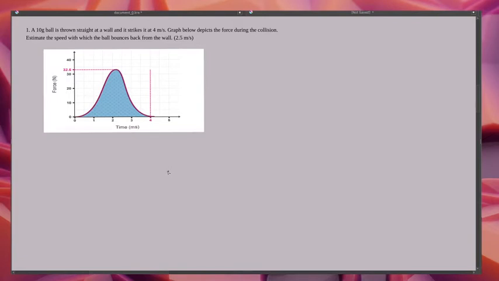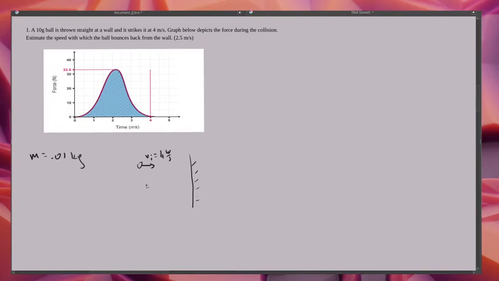All right, so here's the first problem from, I think it's still the same worksheet, but there are graphs there that you have. So the 10-gram ball, let me put that here, 10 grams, 0.01 of a kilogram, is thrown straight at a wall and strikes it at 4 meters per second. So let's draw a picture here. What I have is a wall, and here's this thing, and it moves at 4. The initial velocity is 4 meters per second.